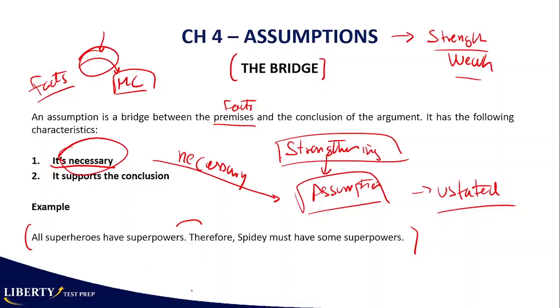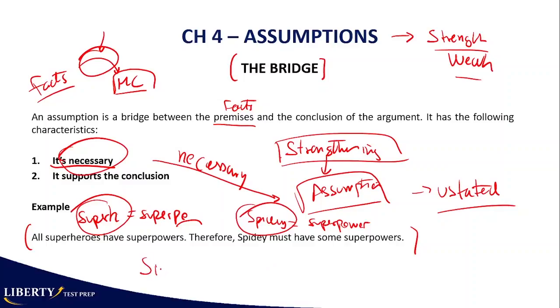So this one is like an equation, right? Superheroes equal superpowers. Spidey equals superpowers. Okay, what are they assuming there? They haven't said it, they haven't mentioned this, but they're assuming something: that superhero is equal to Spidey. Right? Spidey is a superhero. They haven't said it, but they have assumed it.